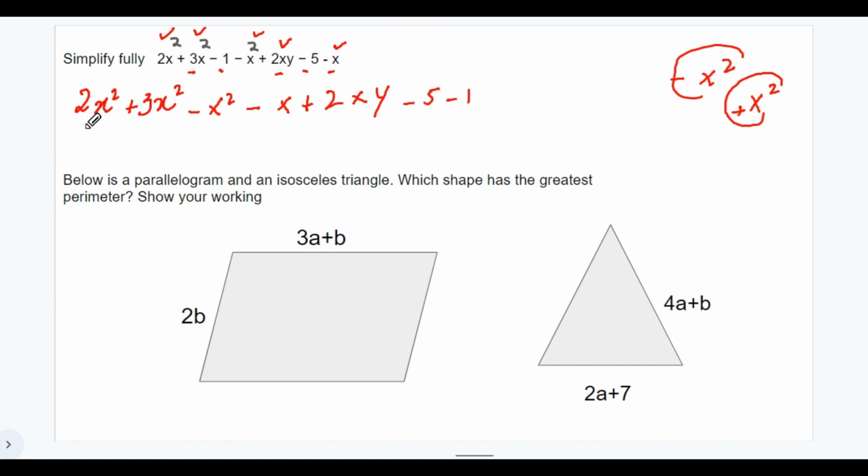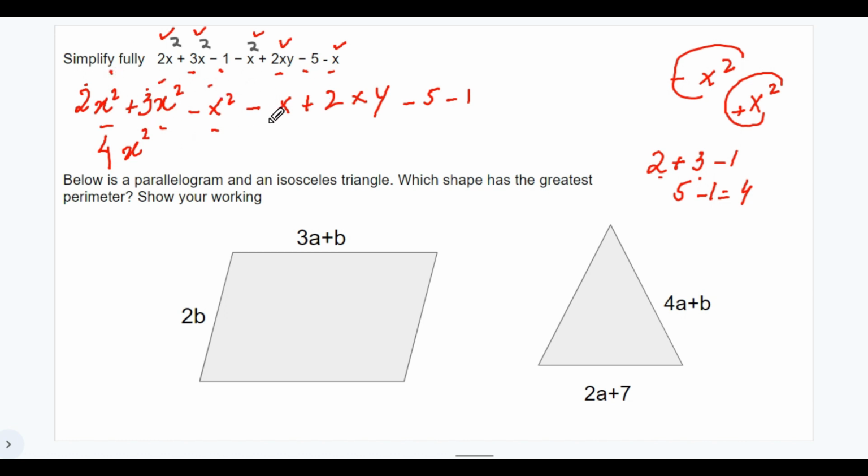Now look here, the like terms can be added easily. That means x squared will remain the same and their coefficients will be added. 2 plus 3 minus 1. So 2 plus 3 will give you 5 and minus 1 will give you 4. So I'm writing here 4x squared. This is done.